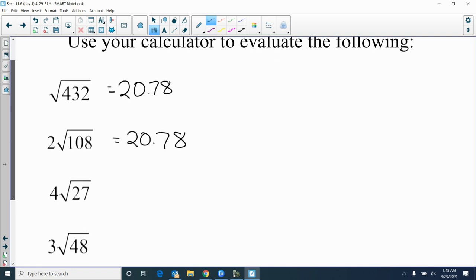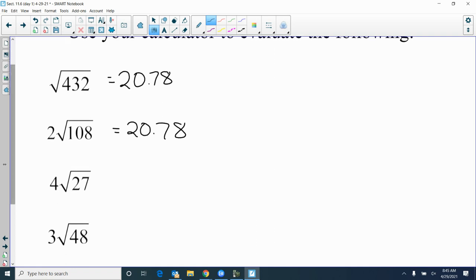Wait, so it's just 2 times the square root of 108? Yes, but you don't need to type in a multiplication symbol. We just type in the square root sign? Correct. Zane, 4 radical 27. Ours are different than yours. Yeah, no, hold on. I'm trying to show you something here. This is not on your guided notes. So, Zane, 4 radical 27, what do you get?